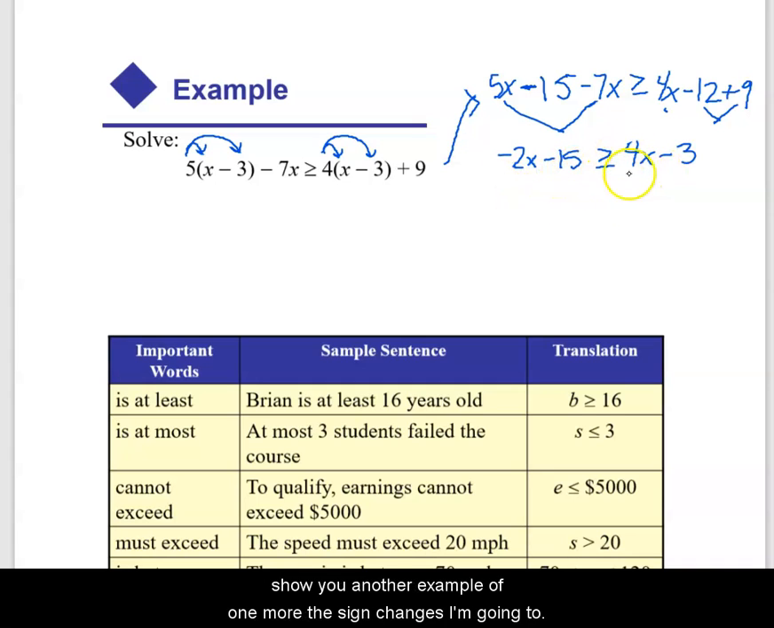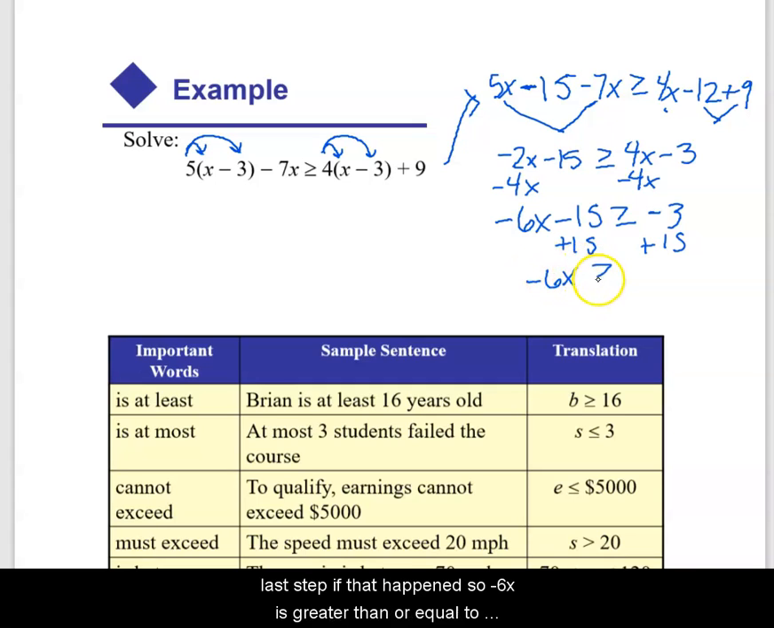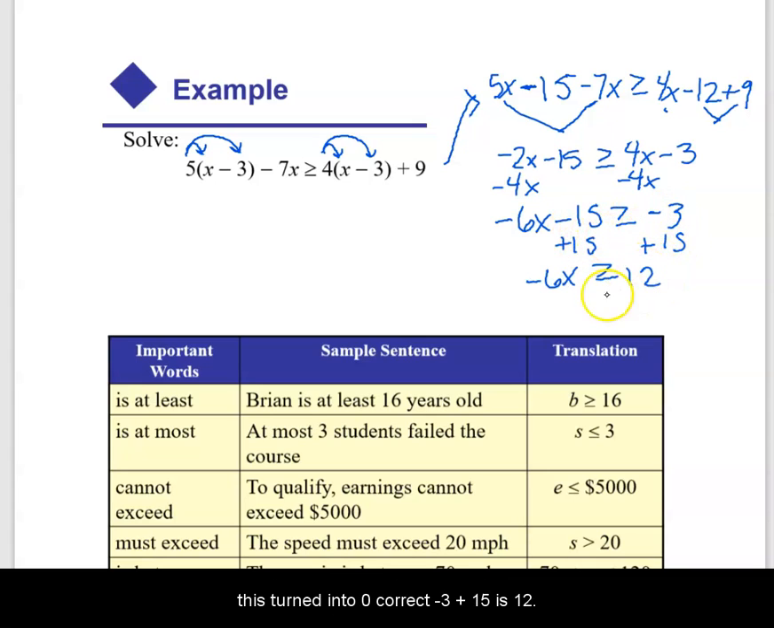And just so that I can show you another example of one where the sign changes, I'm going to subtract 4x from both sides instead of adding 2x. But you absolutely could have added 2x, that would have been fine. So -6x minus 15 is greater than or equal to -3. We go to the side with the x on it and still keep working. How do you get rid of a minus 15? Add 15. We still have not multiplied or divided by a negative number. That is usually going to be your very last step if that happens. So -6x is greater than or equal to, this turned into 0, correct? -3 plus 15 is 12.